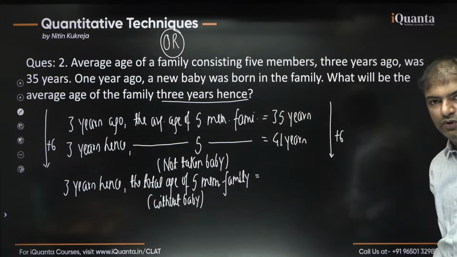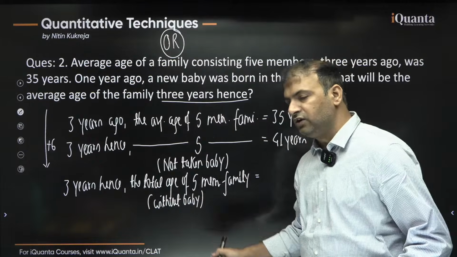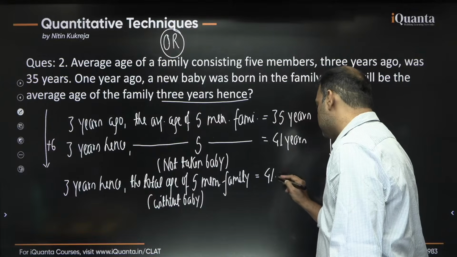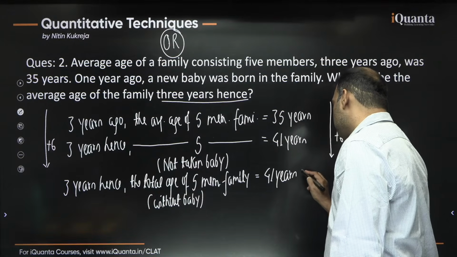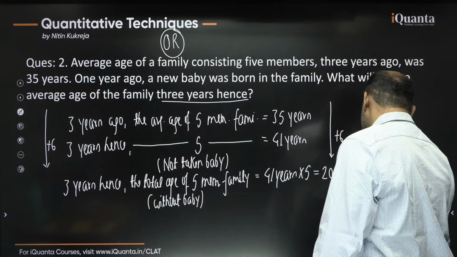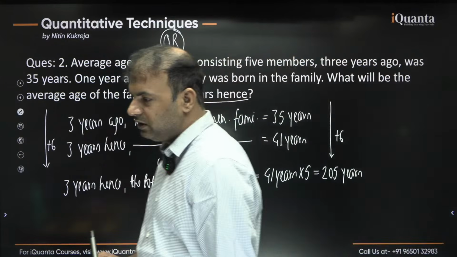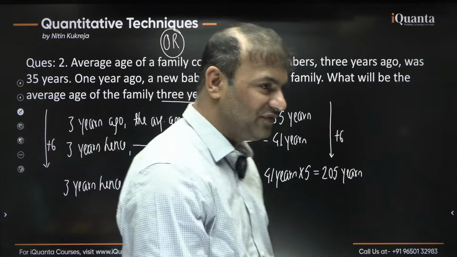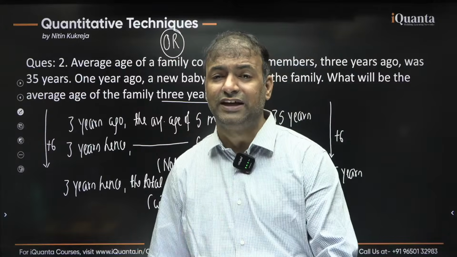The average we know, right? Number of members we know, so total we'll get it. We can say average into the number of members means 41 years into 5. And that must be 205 years, right? That must be nothing but 205 years. Simple as that, right, everybody? That's so simple, okay?